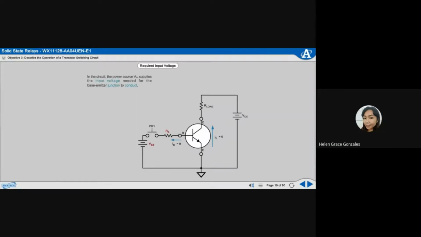In the circuit, the power source V sub BB supplies the input voltage needed for the base emitter junction to conduct. Without the proper voltage, the transistor will not operate. Base resistor R sub B provides current limiting to the base so that the transistor does not overheat.